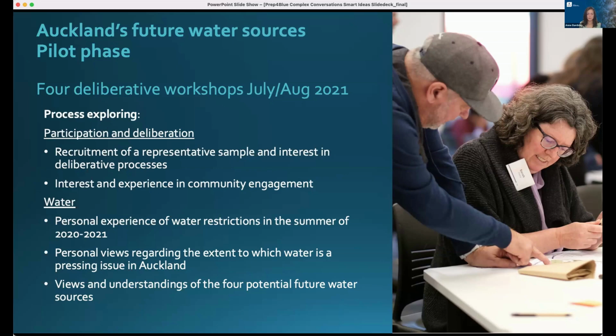And on the question of water, we were talking about the personal experience of water restrictions in the summer, and people's personal views regarding the extent to which water is a pressing issue for Auckland, and then their views and understandings of 4 potential future sources that we put to them. Let's go to the next.